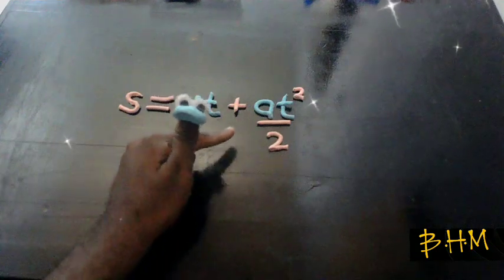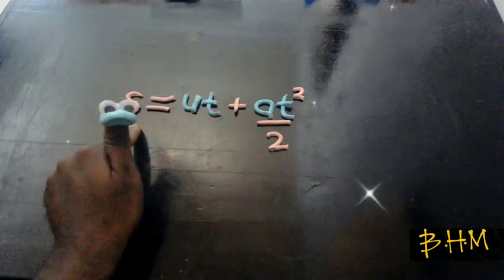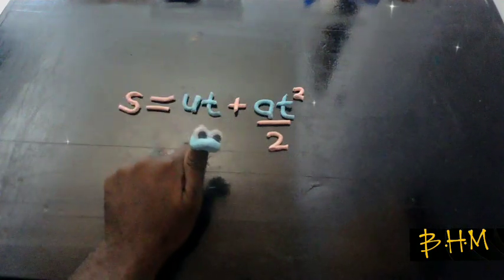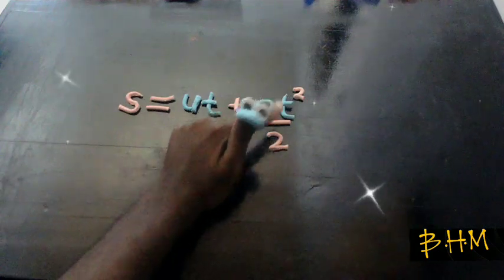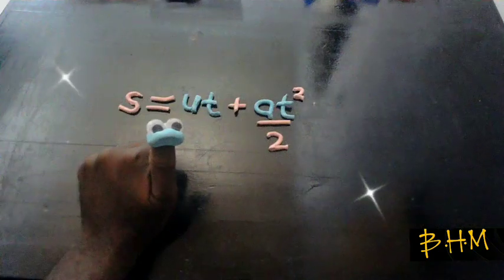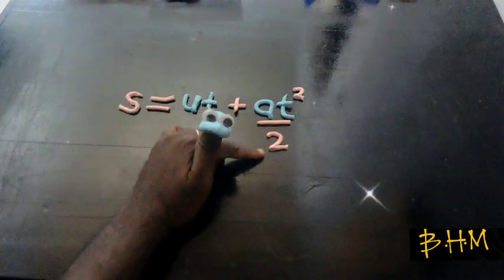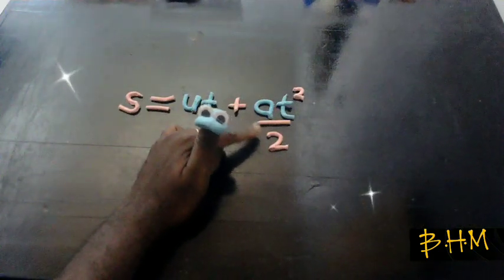We're trying to solve this equation here. So we have s equal ut plus at squared over 2. That's what we're looking at today. So what are we going to do to solve this? You see the term here, 2? Well, it's dividing at squared.